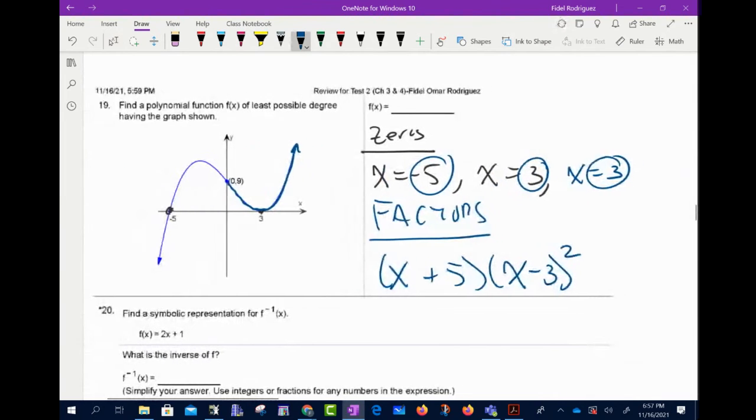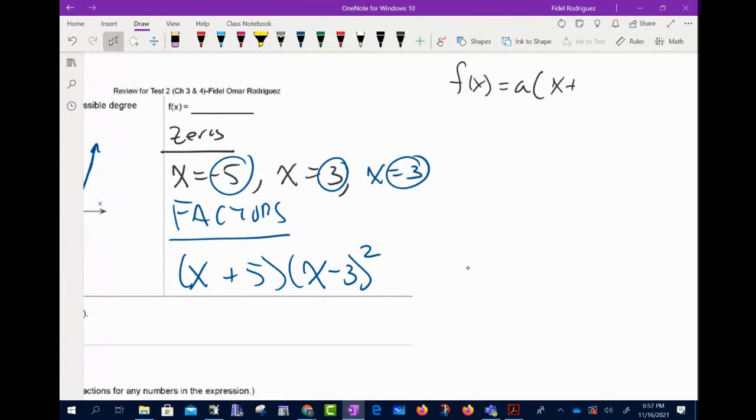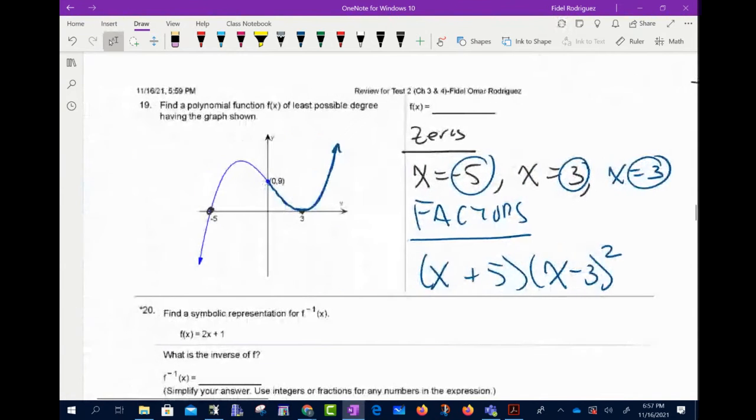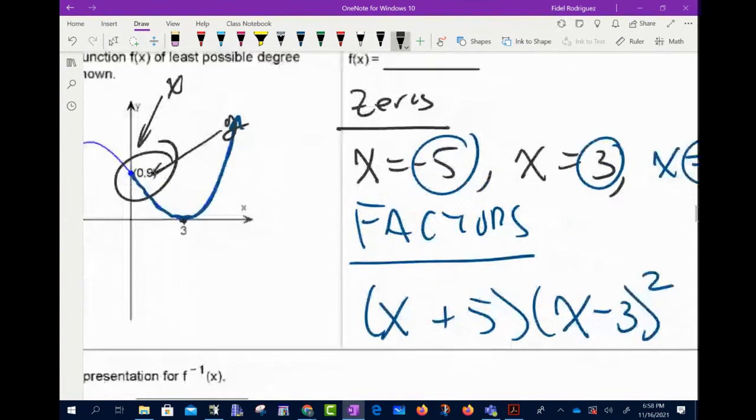And then just like we did before, we're going to start out writing our problem. So we're going to say, look, f of x equals a times (x plus 5)(x minus 3) squared, right? And then remember, I still have this point right here, the 0 and the 9. Remember what that means? That's the number for x, and the 9 is the number for y.